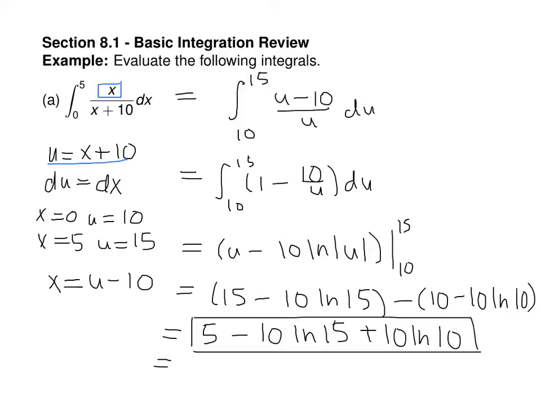Also, you could combine those two logs like this. Factor out a 10, write it as ln 10 minus ln of 15. And that will be the log of 10 over 15. 10 over 15 is 2/3. This is the same thing as 5 plus 10 ln 2/3.